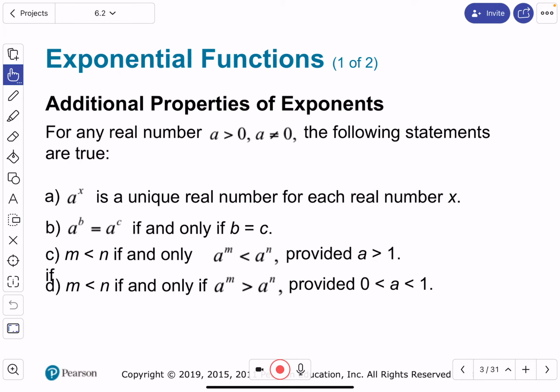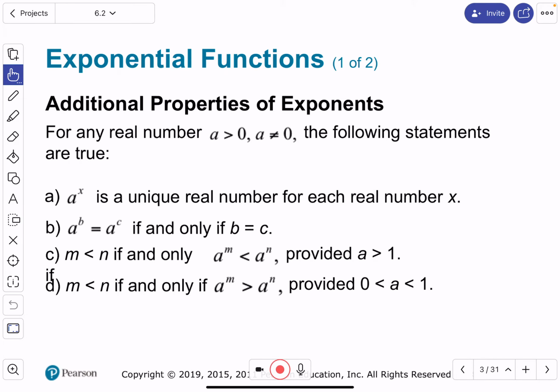For those to be the same, the exponents have to be equal. So 2x has to equal 3. Divide both sides by 2, and x equals 3 halves. So if you can make those have the same base, you can solve for an exponent.